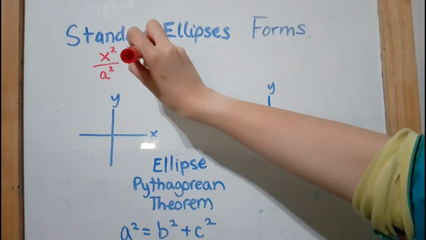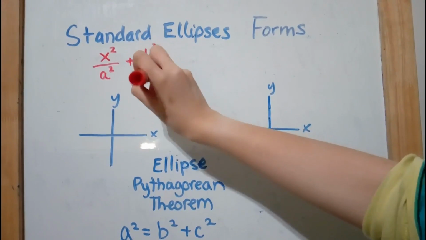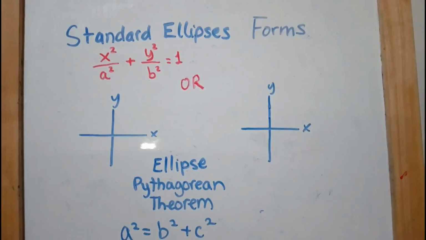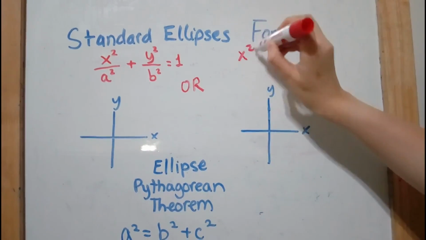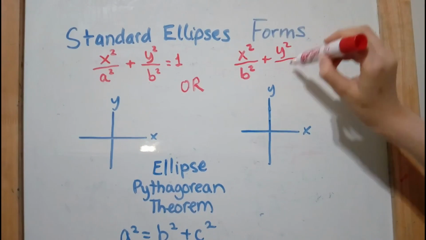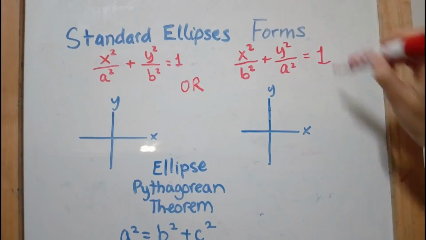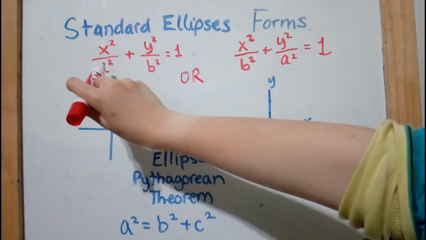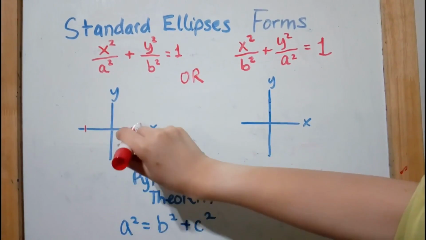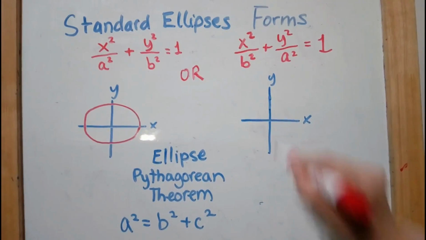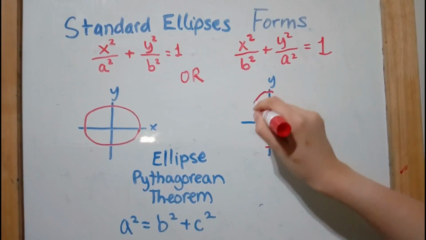The first is x squared divided by a squared plus y squared divided by b squared is equal to 1, or x squared divided by b squared plus y squared divided by a squared is equal to 1. Remember that an ellipse equation should always equal 1 when finding the key points or when graphing. Also, note that a will always be the biggest value.